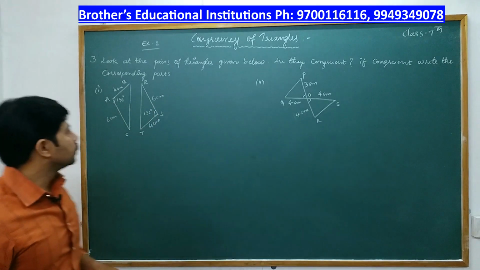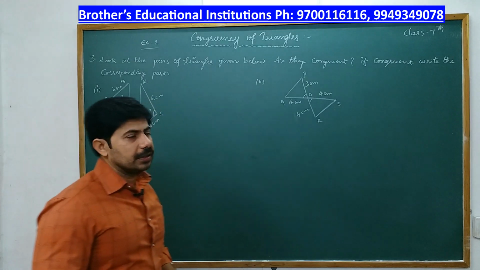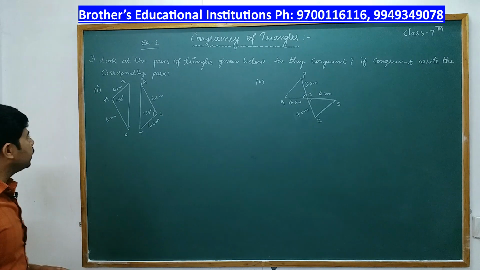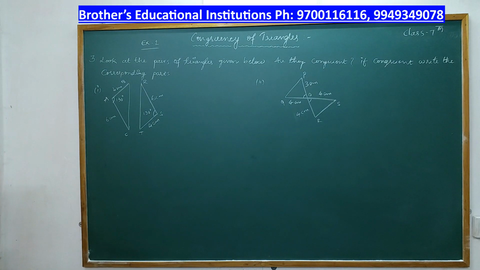Next problem. Look at the pair of triangles given below. Are they congruent? If congruent, write the corresponding parts. Now the first problem, we have triangle ABC and triangle RTS.